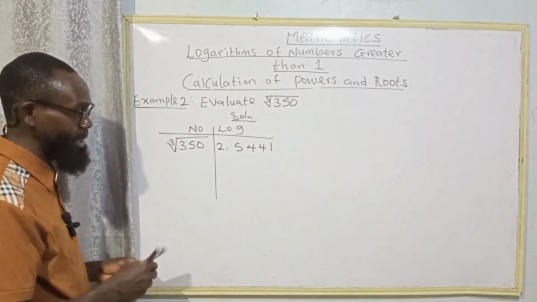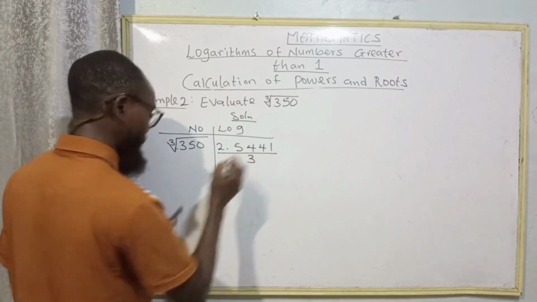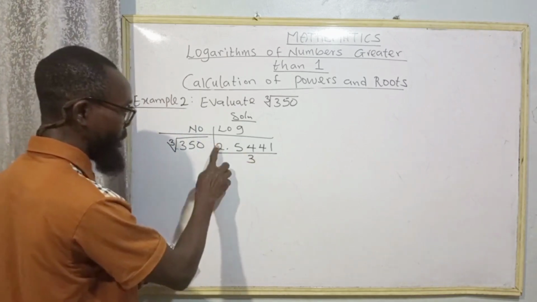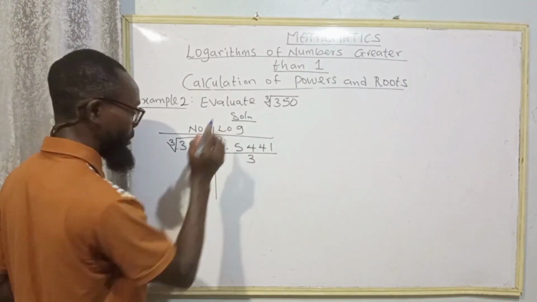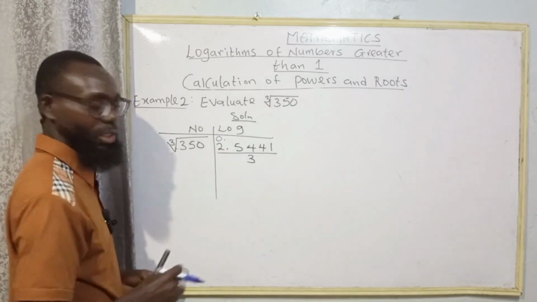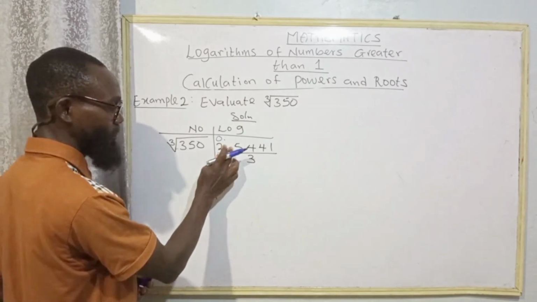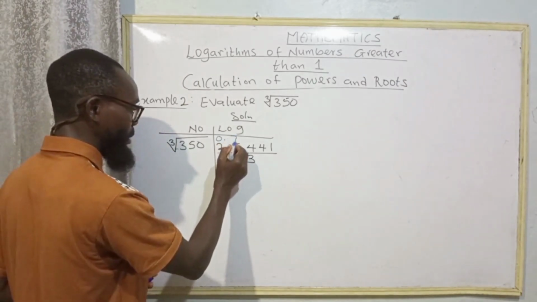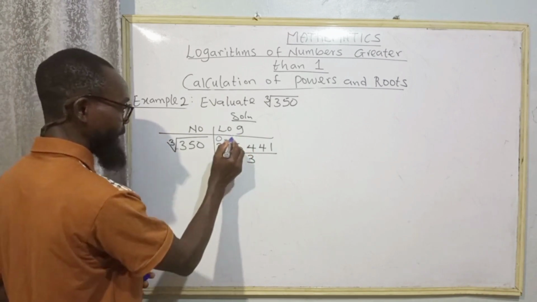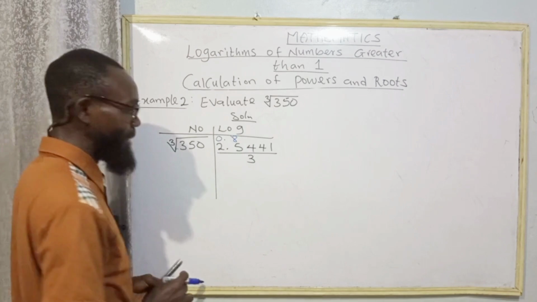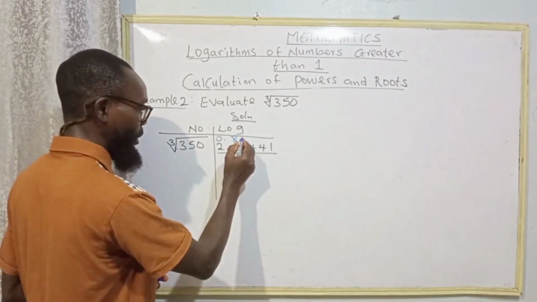Now, this cube root means to be divided by 3. Divided by 3. Now, 3 goes in 2, it's impossible. That is 0 point. Put the 2 here, making 25. 3 goes in 25, we are going to have 8. That is 24. Remember that 1. Put the 1, making 14. 3 goes in 14, we have 4.